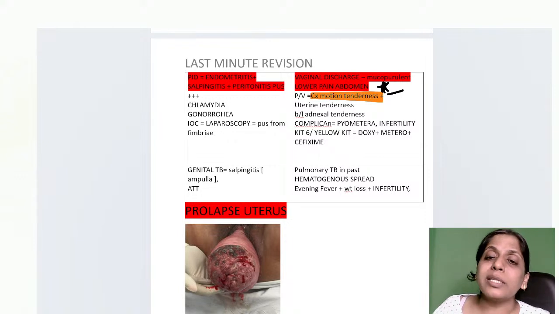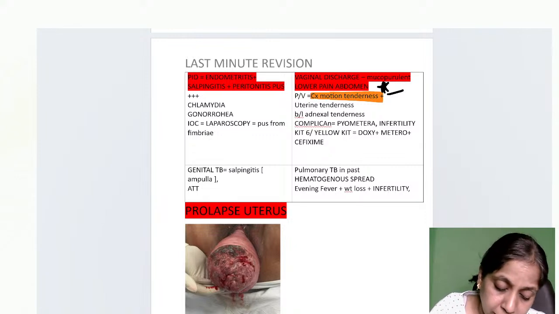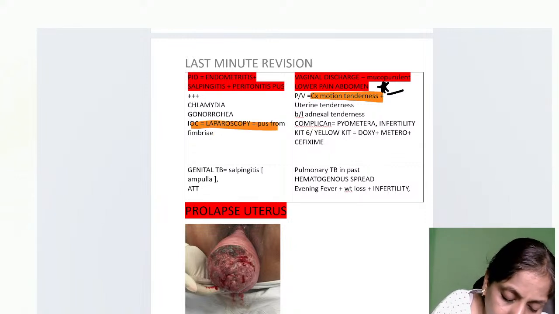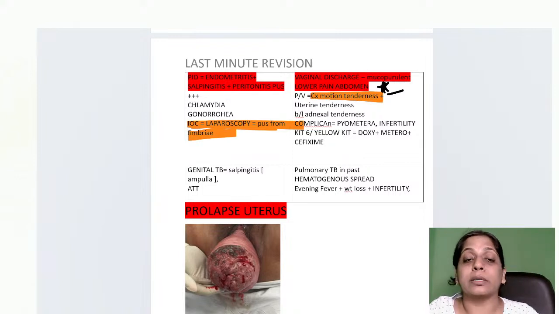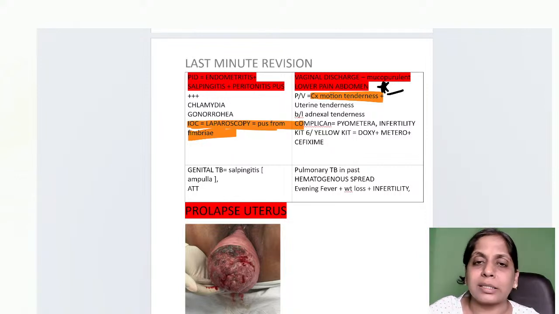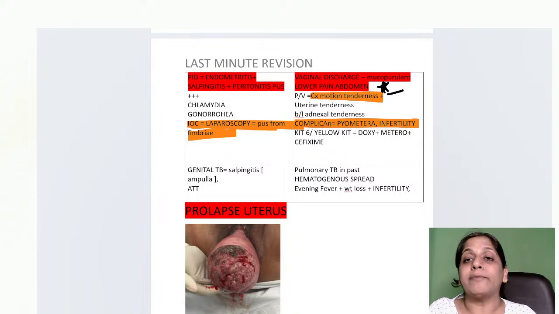Because I always tell you that it is not possible for endometriosis and all the adhesion problems to be seen by ultrasound. So the investigation of choice is laparoscopy. Pus formed, fimbria can easily be seen, the whole time there is pus. The two complications of PID which are asked are pyometra and infertility.